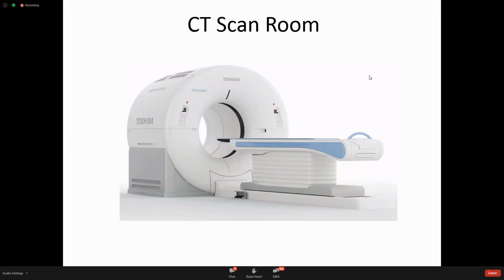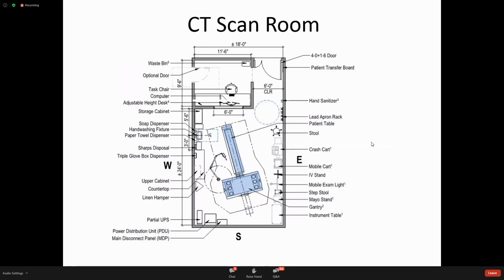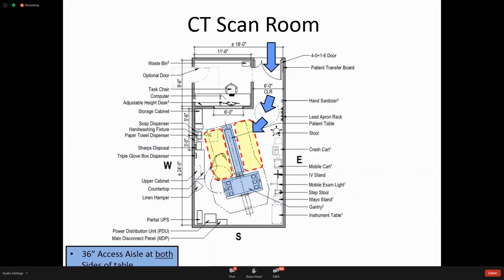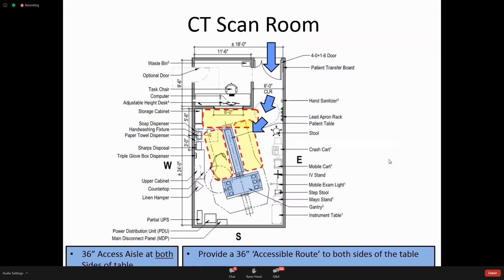Okay, CT scan room. I think this came up during our lunch questions. One of our standard layouts is shown on screen. The patient comes in the room, and they need to be able to get to both sides. Now this is an accessibility thing. This is not the OSHPD requirement that separately says you have to have a 36-inch clearance around the whole piece of equipment. Here I am showing the clearance at effectively the foot of the bed. You have to be able to move around it with a 36-inch aisle so you can get to both sides.